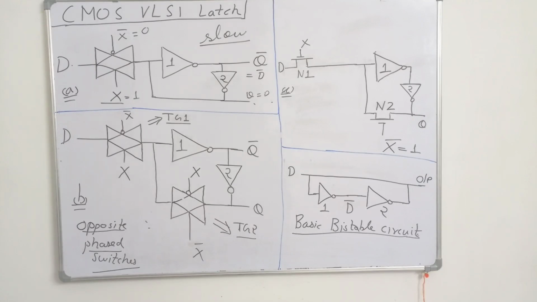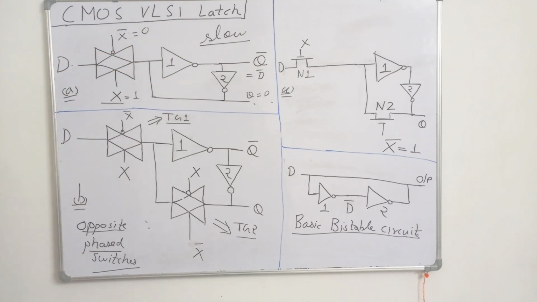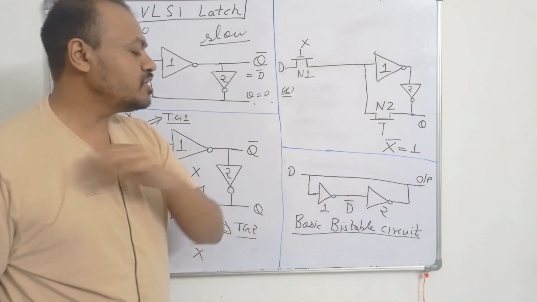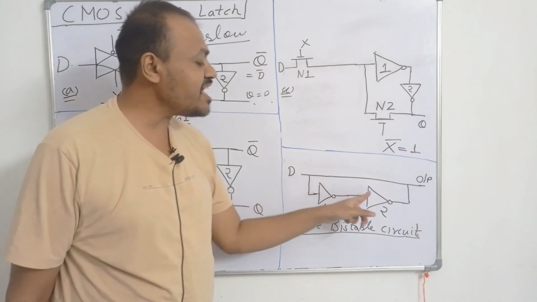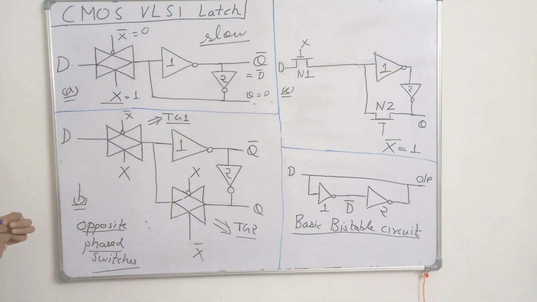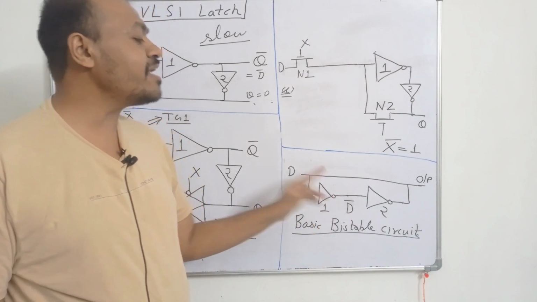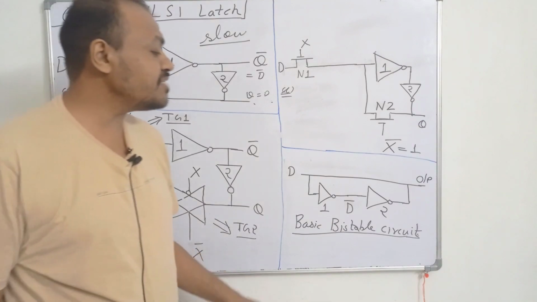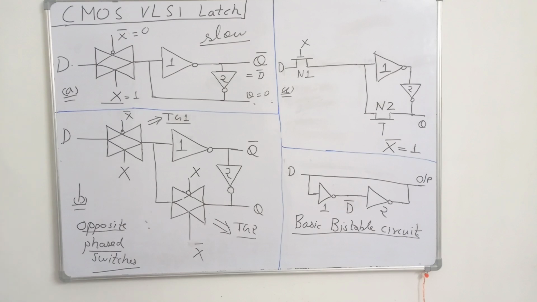Welcome. In this video, we are discussing latch design in VLSI using CMOS circuits. This is a basic bistable circuit. It consists of two inverters, inverter 1 and inverter 2. If there are an even number of inverters, then the circuit forms a bistable circuit, whereas if there are an odd number of inverters, then the circuit forms an oscillator, because the output will oscillate between two states.